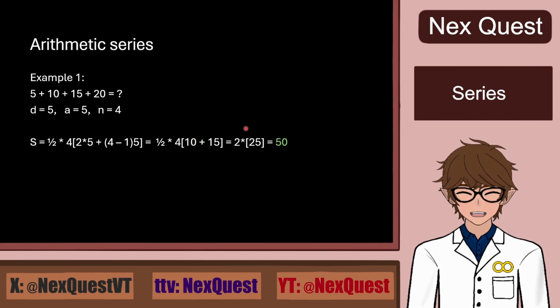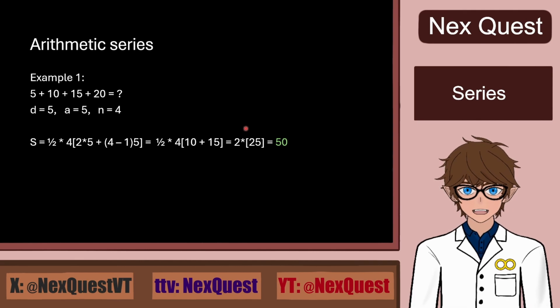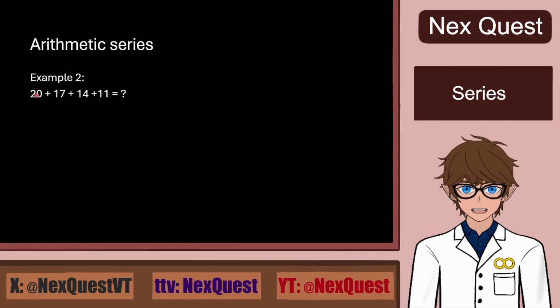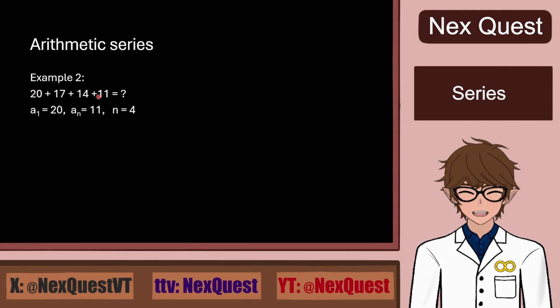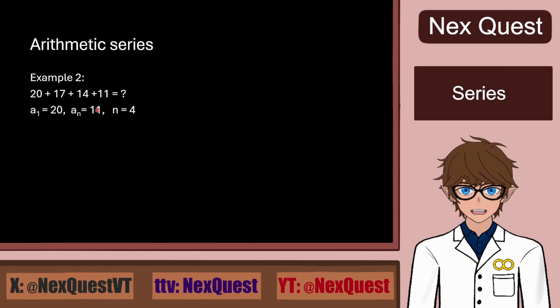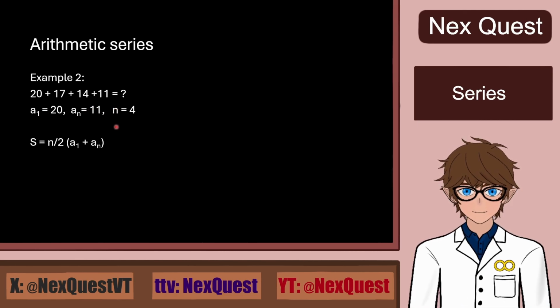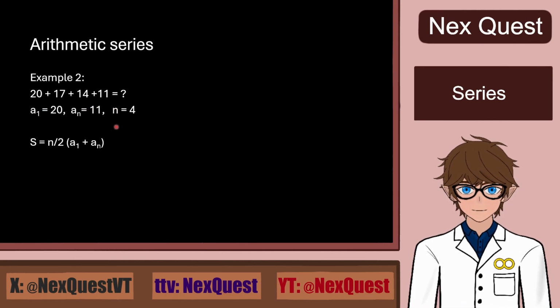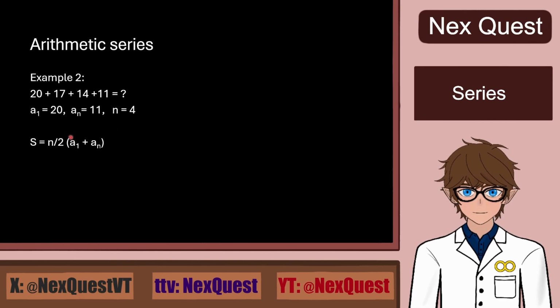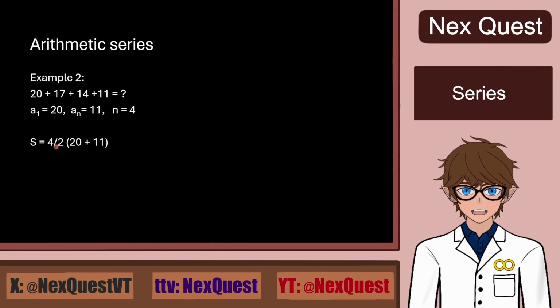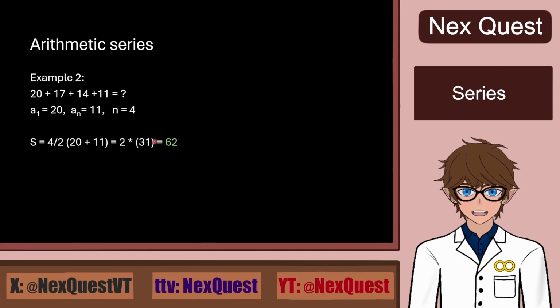Next example will be using a shorter one, where you use the first and the last term. So we have 20 plus 17 plus 14 plus 11, first term, last term, and the amount of terms. We have half of n, so half of the amount of terms, times the sum of the first and the last one. We have 2 times 20 plus 11, which is 2 times 31, which is 62.